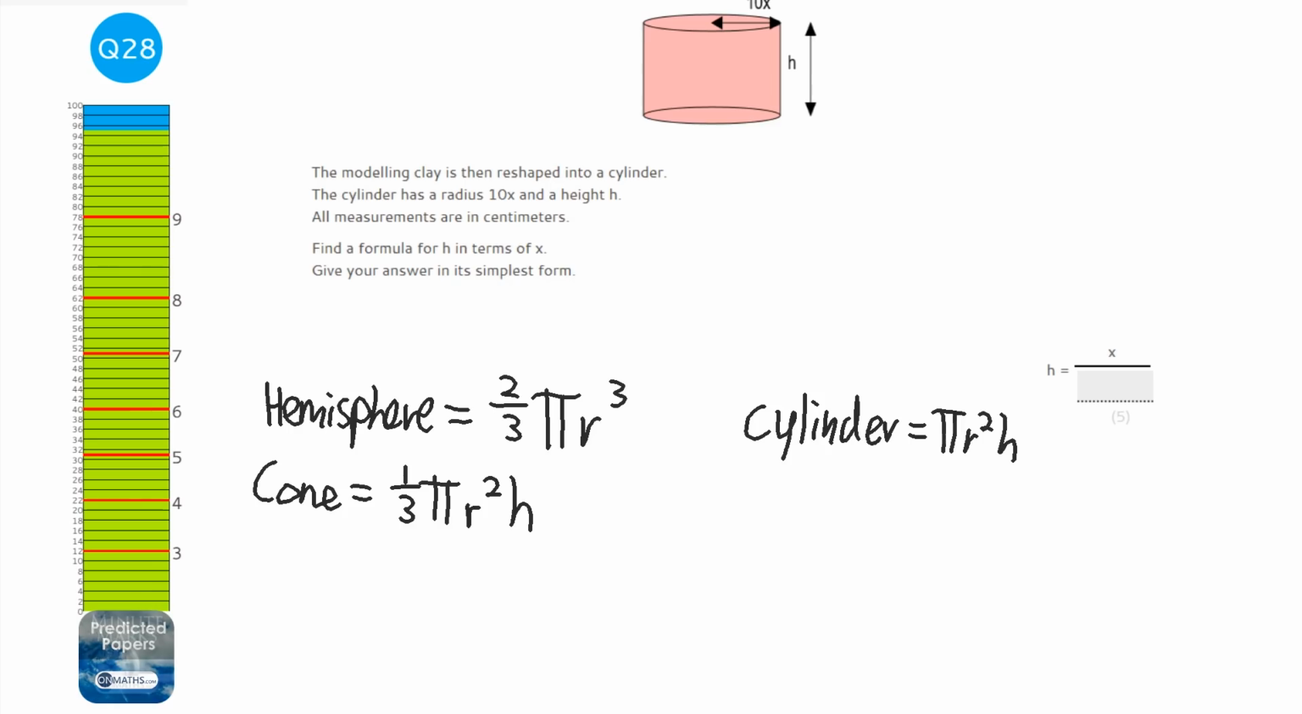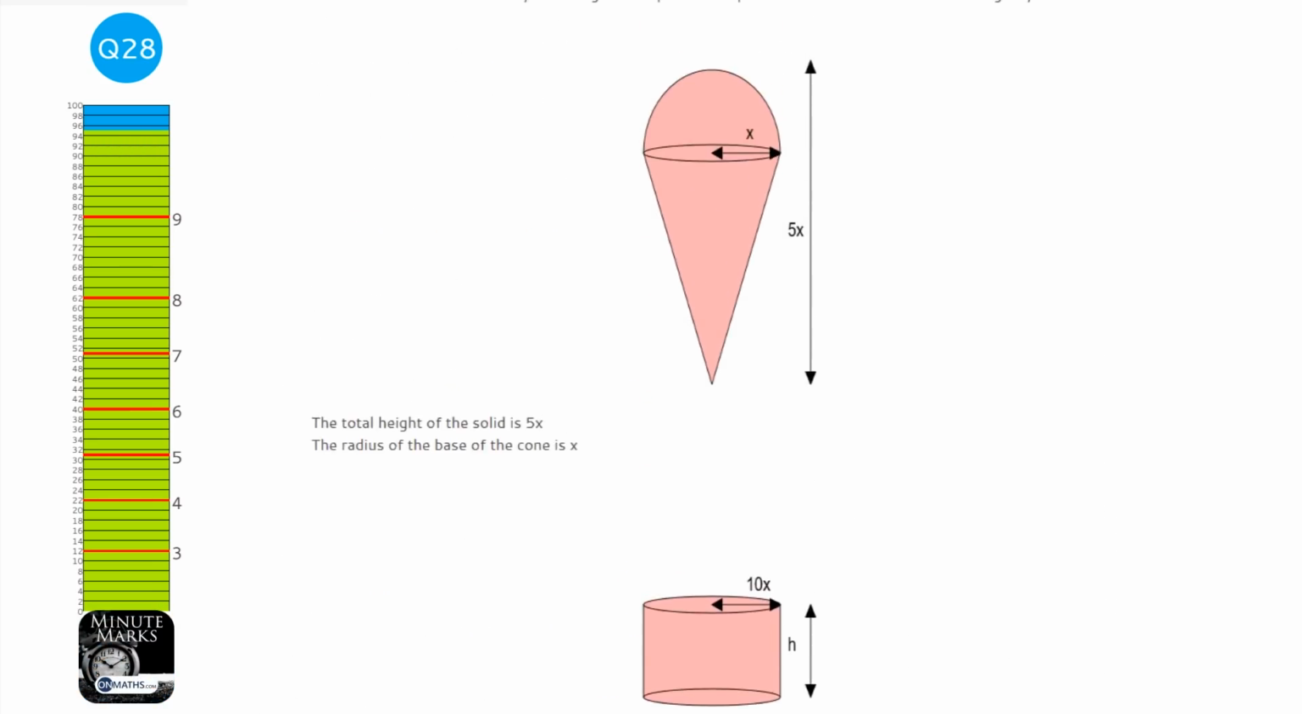Okay, now we need to find out what the bits are. So for the hemisphere we just need r. Well, that's quite simple because r is just going to be x. It's the radius of the hemisphere.